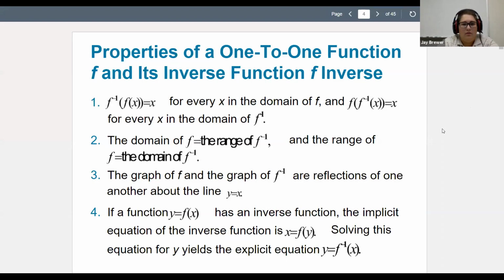Okay. The domain of a function is equal to the range of the inverse, and the range of the function is equal to the domain of the inverse. So that's how they're kind of related. The graph of f and the graph of f inverse are reflections of one another about the y equals x line.